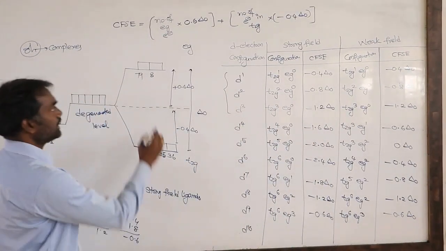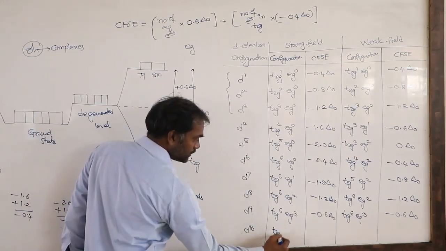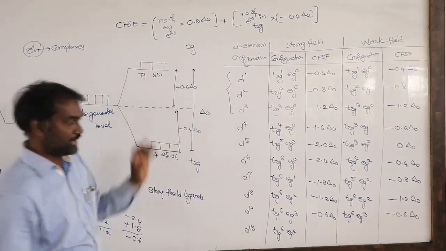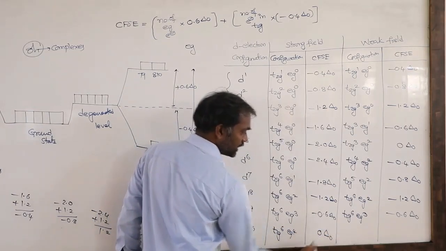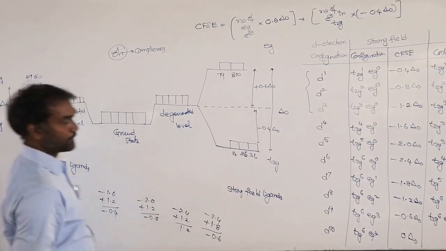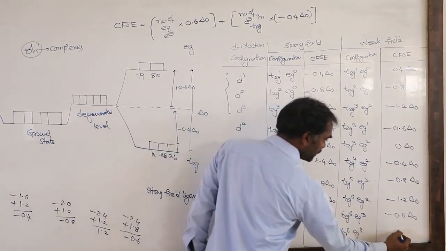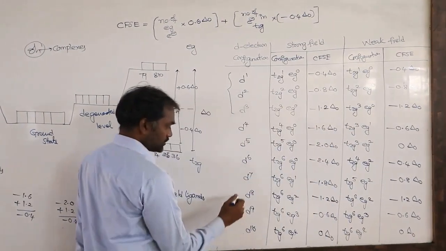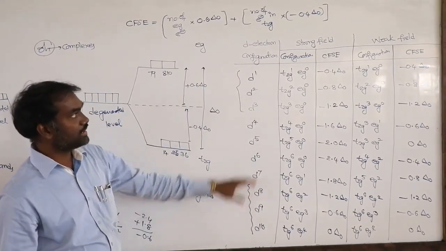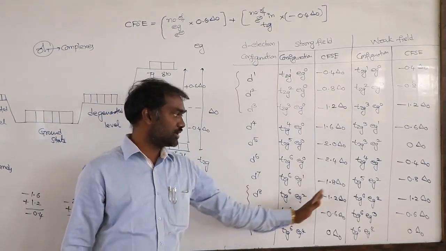d10. So the 10th electron is combining with this one. So you will get t2g6 eg4. So completely filled. So that means the value will be cancelled. You are getting 0 delta 0. Here also the 10th electron is combining with the 5th electron. So here t2g6 eg4 you are getting 0 delta 0. So the last 3 also same. So first 3, last 3 in strong field, weak field ligand, configuration also same, CFSE value also same.